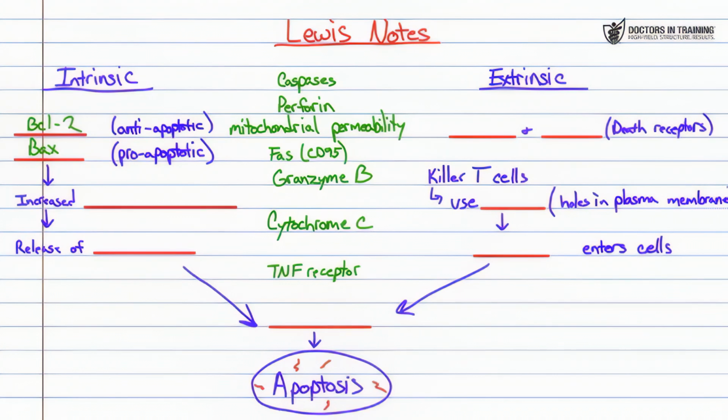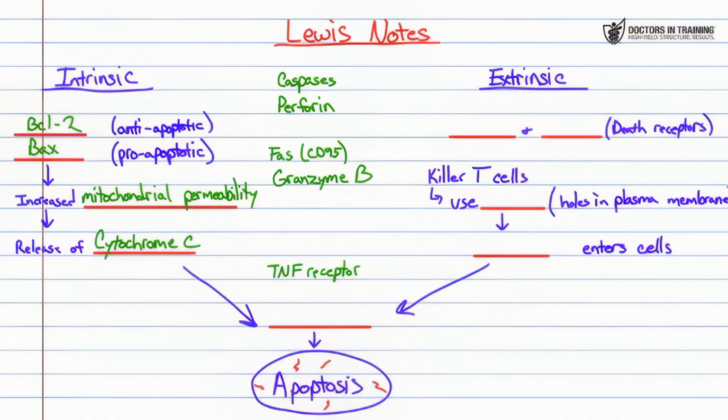So if you get BAX that's stimulated, you're going to get an increase in what? Remember, this is going to be the increase in mitochondrial permeability. And you don't want to do that, because once you get mitochondrial permeability up, you're going to start spewing cytochrome C all over the place, and that's going to lead to further initiation of apoptosis.